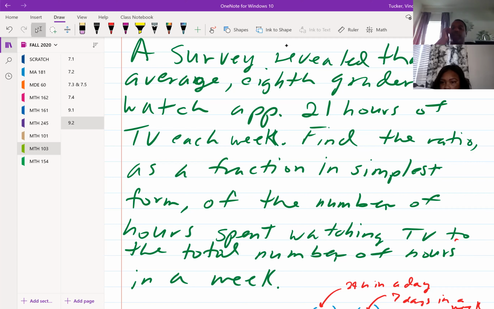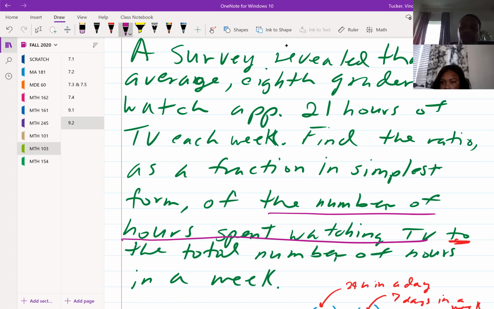All right, so the problem here says find the ratio as a fraction in simplest form of the number of hours spent watching TV. So the thing we have to notice here is that 2 is our marker, the word 2. So whatever comes before 2 is my first number or my top number in my fraction. What comes after 2 is my bottom number. So the number of hours spent watching TV, we already know that answer is 21.